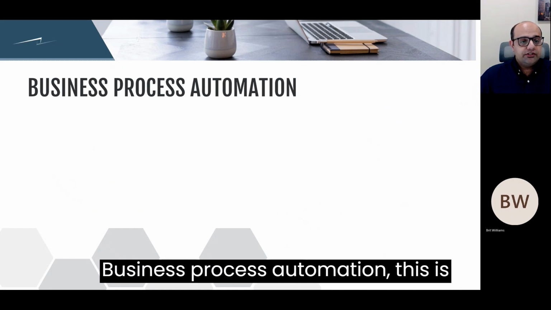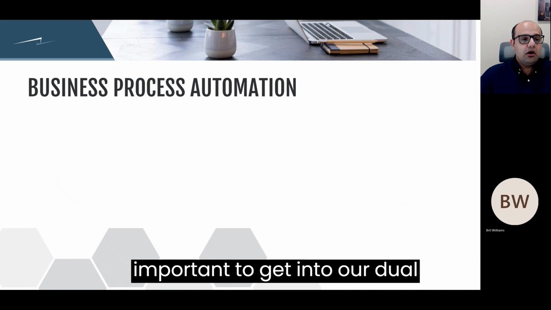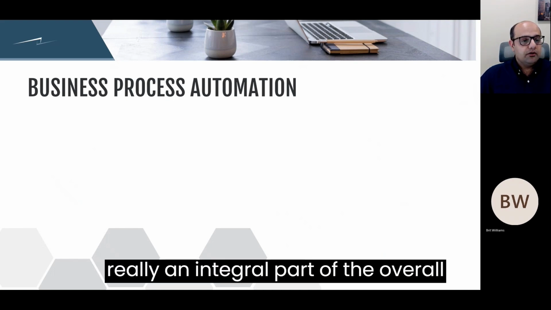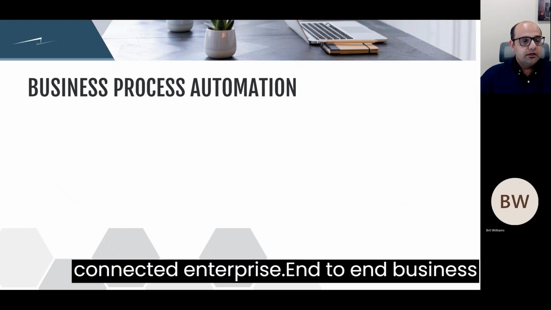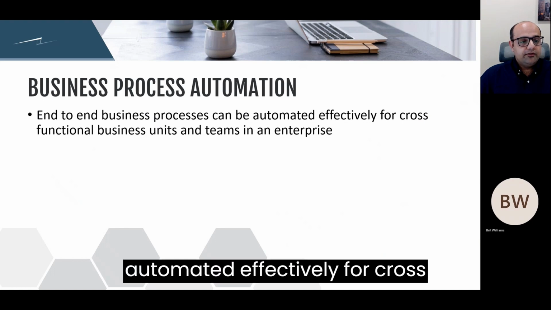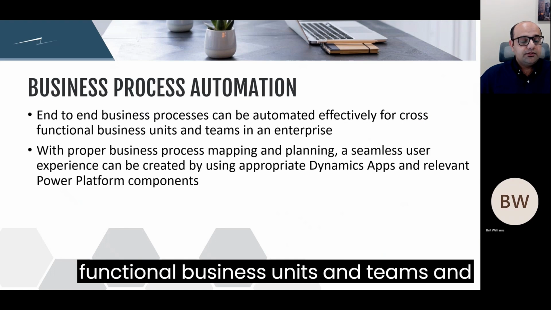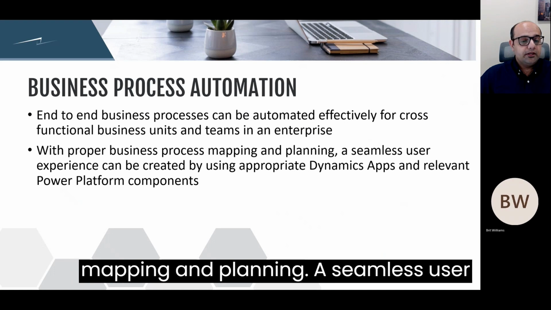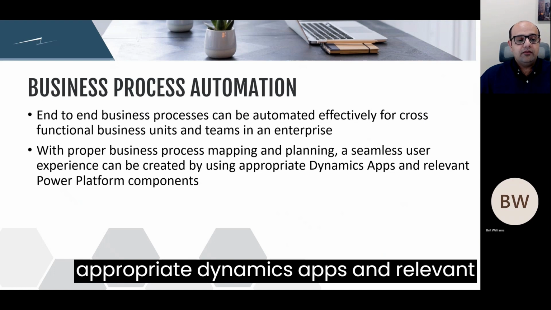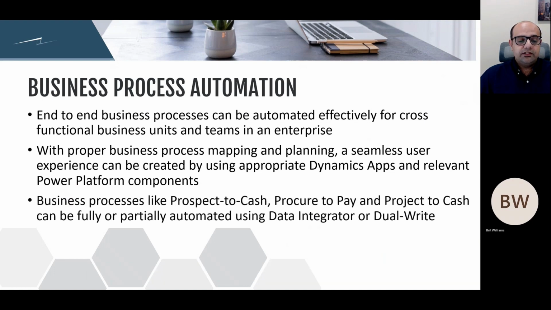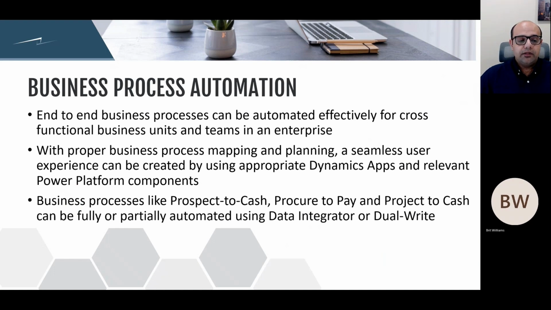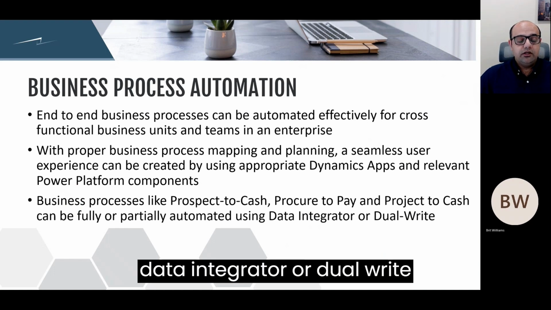Business process automation. This is important to get into our dual write section, because that is really an integral part of the overall connected enterprise. End-to-end business processes, as we discussed before, can be automated effectively for cross-functional business units and teams in an enterprise. With proper business process mapping and planning, a seamless user experience can be created by using appropriate Dynamics apps and relevant Power Platform components. Business processes like prospect to cash, procure to pay, and project to cash can be fully or partially automated using data integrator or dual write.